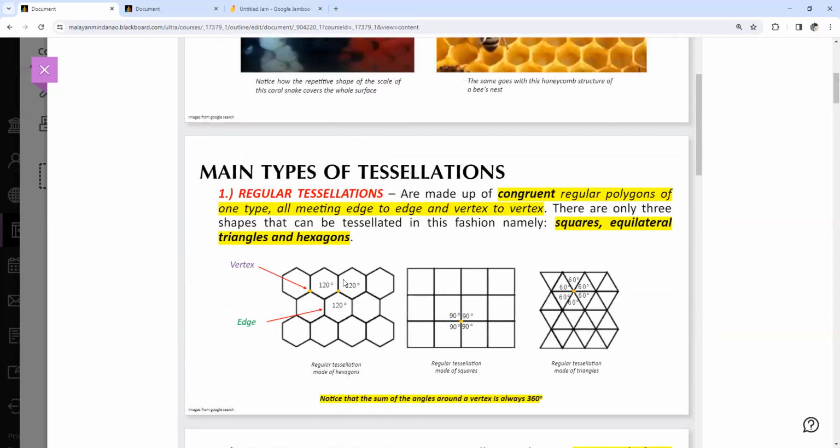So there are several types of tessellations. You have regular tessellations that are made up of congruent regular polygons. And fascinatingly, in two-dimensional tessellations, there are only three shapes that can be tessellated regularly, and these are squares, hexagons, and equilateral triangles.